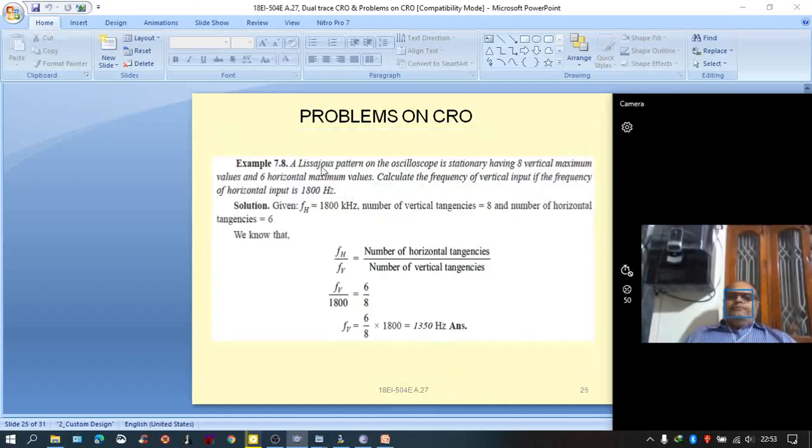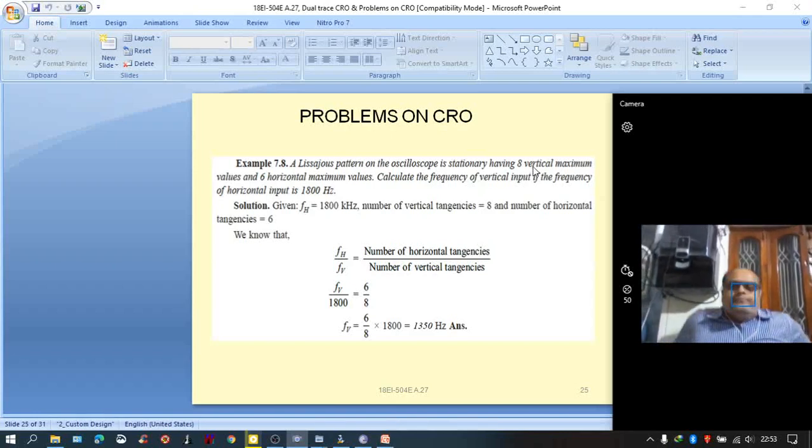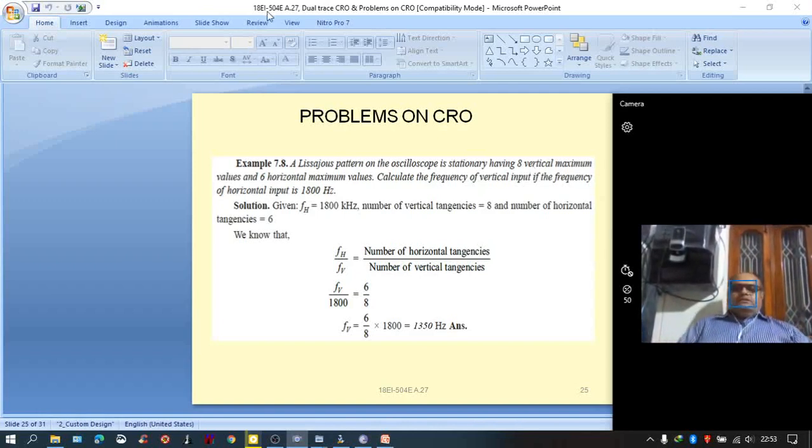Another example. A Lissajous pattern on the oscilloscope is stationary, having 8 vertical maximum values, that means 8 vertical tangencies, and 6 horizontal maximum values, that means 6 horizontal tangencies. Calculate the frequency of vertical input if the frequency of horizontal input is 1800 Hz. Fh is given as 1800.